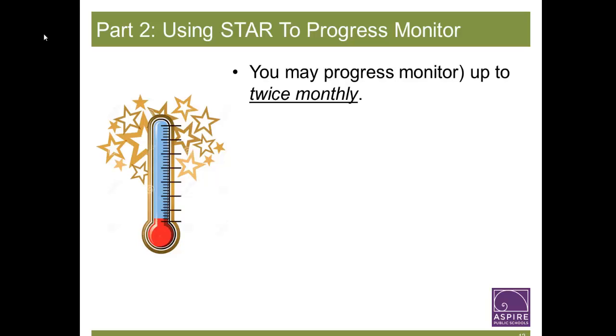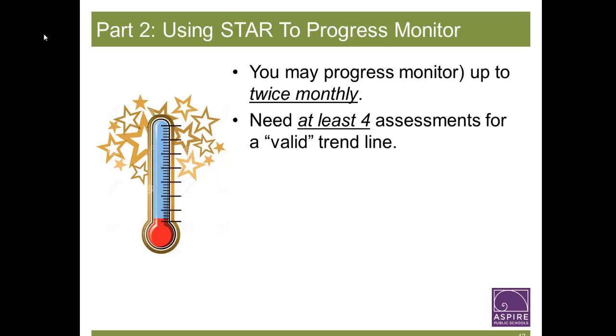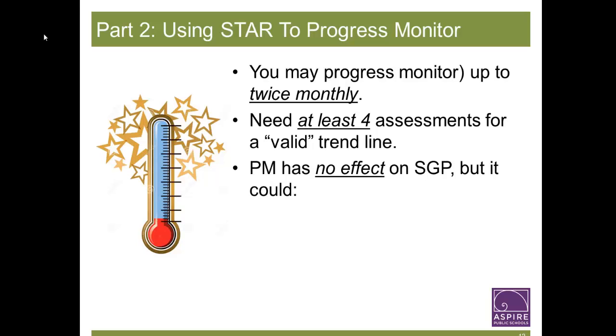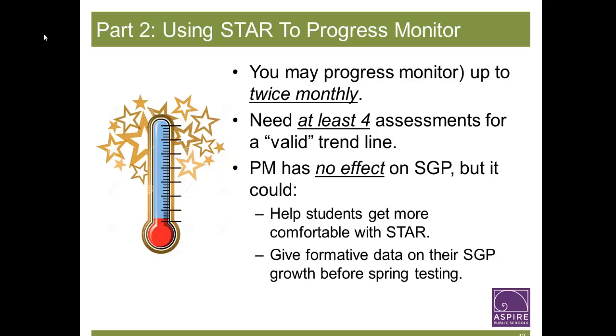There are enough items in the sort of STAR universe of test questions that there's no worry about students seeing the same test questions or getting used to the format. The next thing is that in order to actually progress monitor reliably and to create a valid trend line, you need at least 4 assessments to establish that pattern. And using the progress monitor feature has no effect on SGP, but it could, for example, help students get more comfortable with the STAR setup and the whole system and the format. And then it also might give you some formative data about students' growth and their SGP before you come back to actually do testing again in the spring.